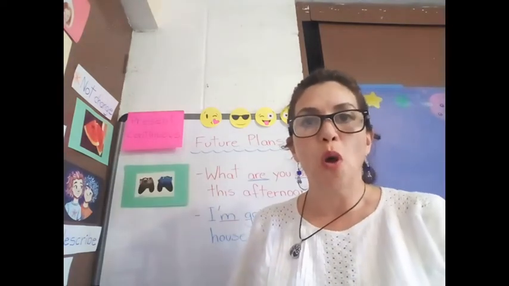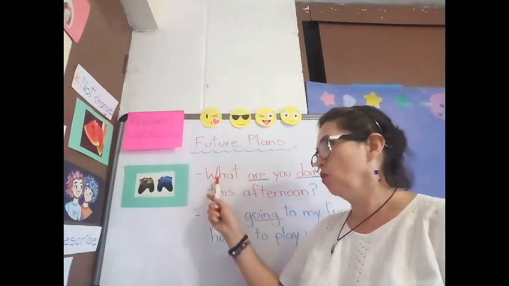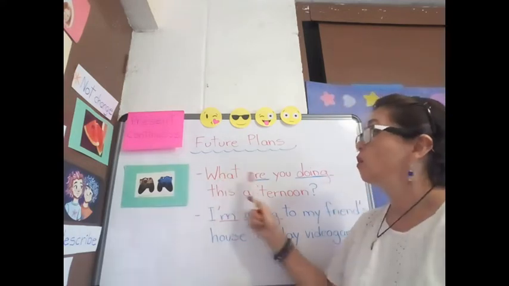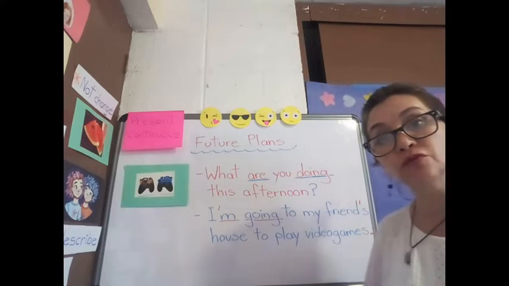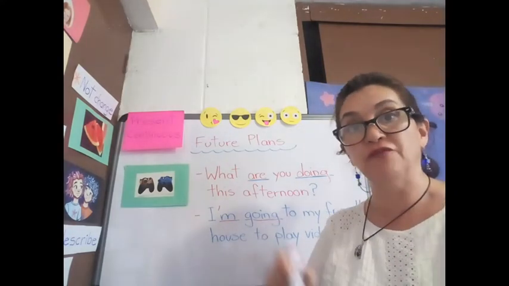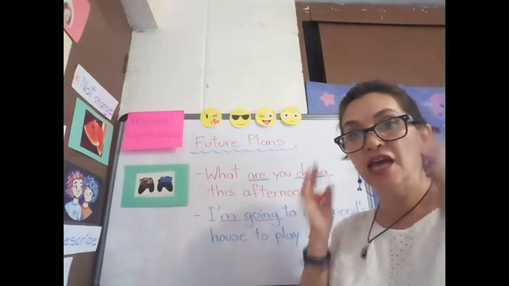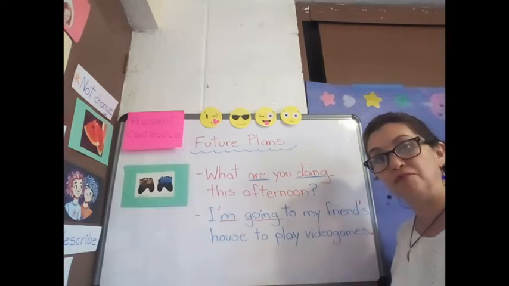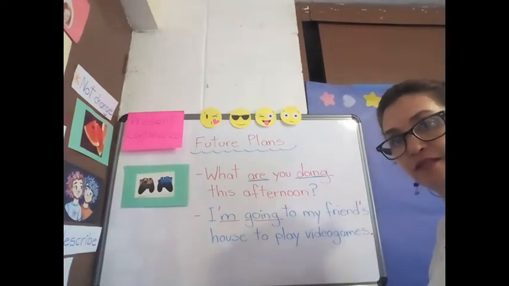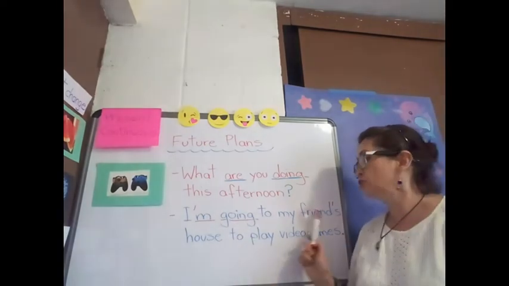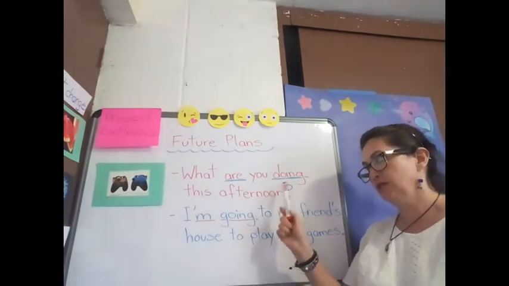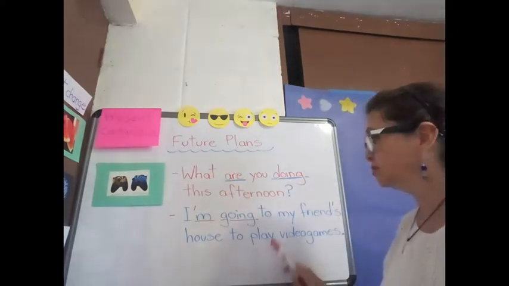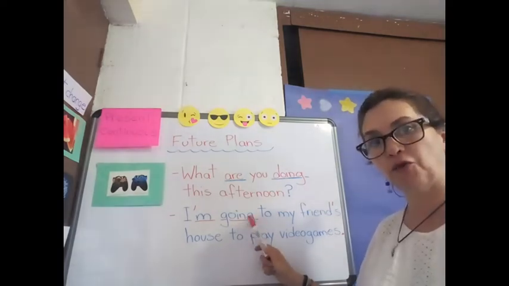We can also use question words like what to begin questions for future plans in present continuous. What are you doing this afternoon? Meaning, what are your plans for this afternoon? And the answer, I'm going to my friend's house to play video games. Let's read the sentence. I'm going to my friend's house to play video games in the afternoon. Future plans, but we can also use the verb in ing form.